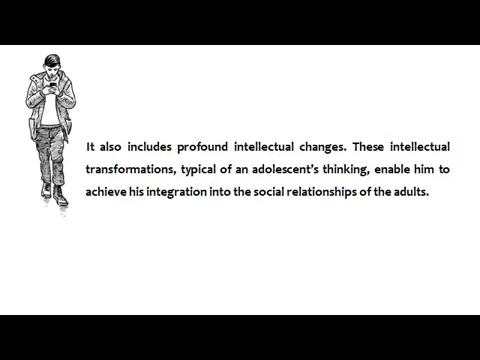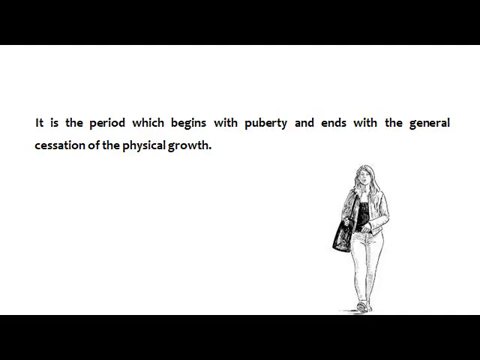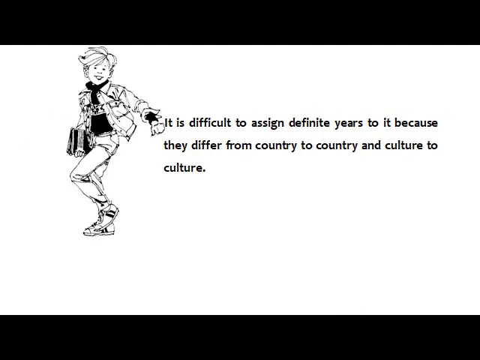It also includes profound intellectual changes. These intellectual transformations, typical of an adolescent's thinking, enable him to achieve his integration into the social relationships of the adults. It is the period which begins with puberty and ends with the general cessation of the physical growth. It emerges from later childhood stage and merges into adulthood. It is difficult to assign definite years to it because they differ from country to country and culture to culture.